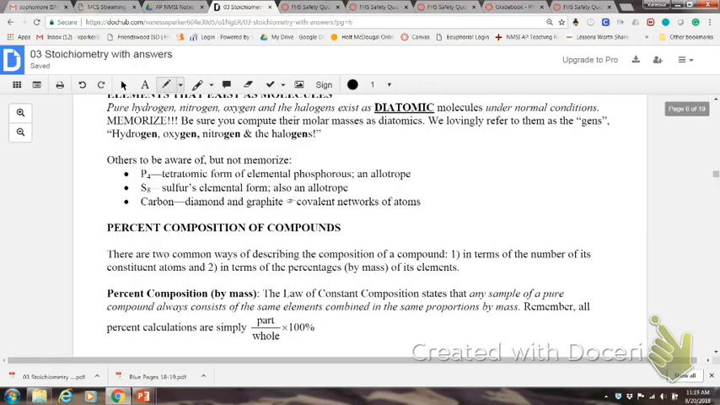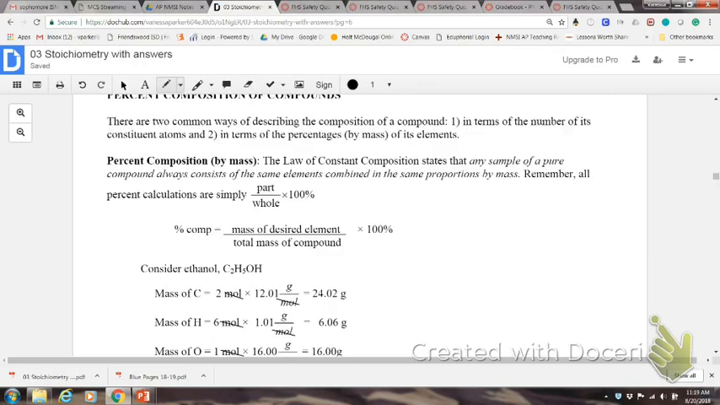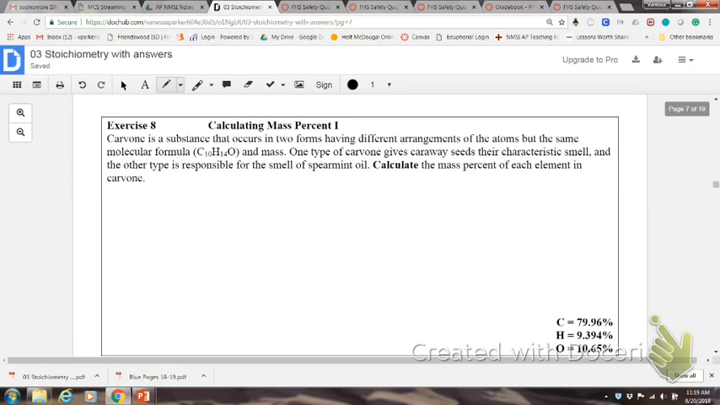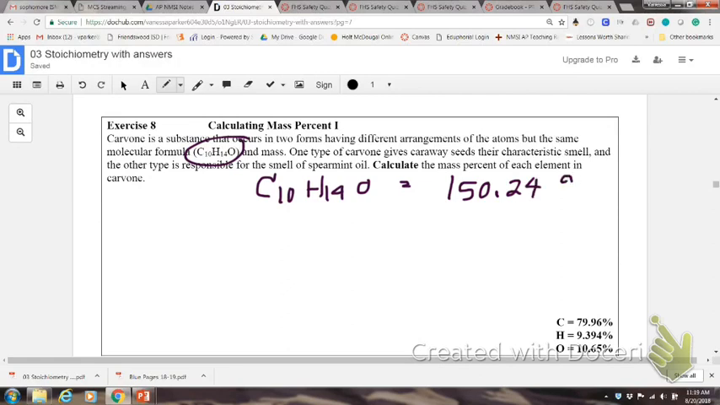Okay? So remember how to do percent composition. You can walk through that process. I'm just going to do an example because I'm sure it'll come back to you. But how do we find the percentage of anything? Part over whole, right? So here's our formula right here. C10H14O. So first thing we need to do is get a molar mass of that. So everybody calculate the molar mass of that particular compound. Hopefully you get 150.24 grams per mole.